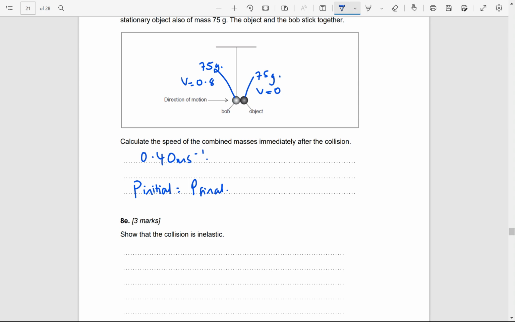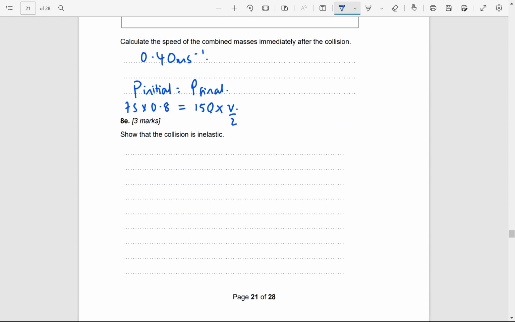So we've got, I'm not going to worry about units right now, 75 times 0.8. The object has no momentum because it's not moving. However, the final momentum comes from 150 lots of speed because the bob and the object are joined. They stick together. So we've got double the mass. You're going to halve the speed. Okay.